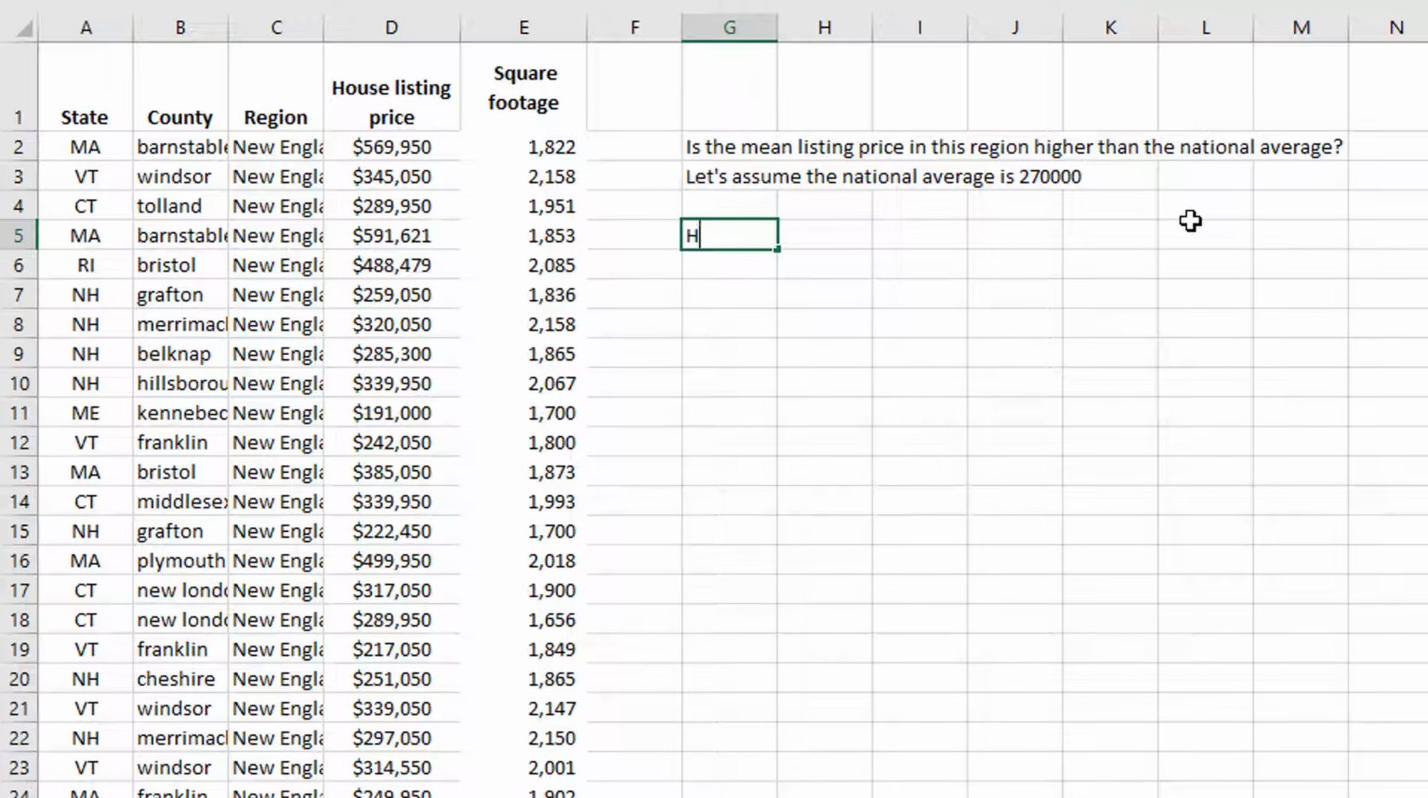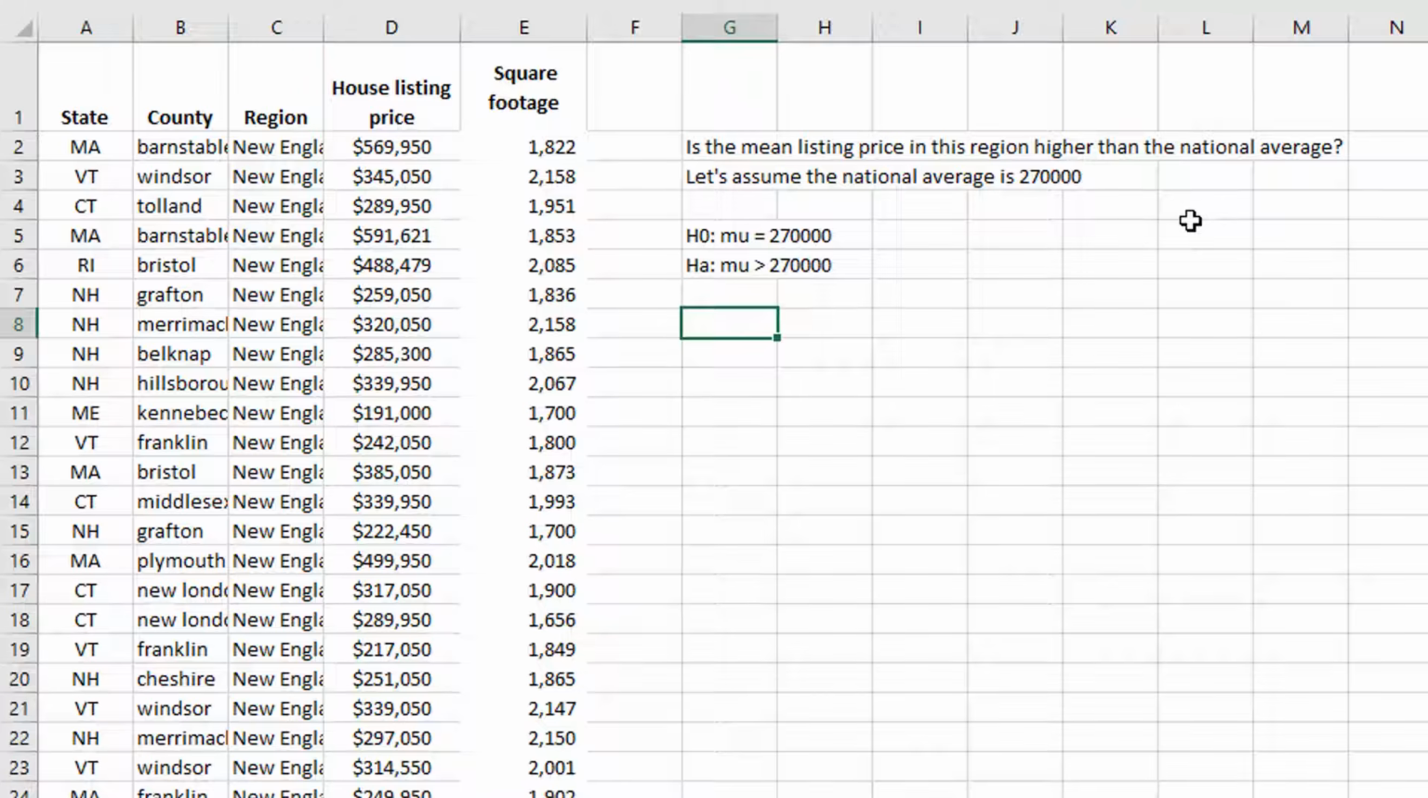Okay, the null hypothesis here, I guess I'm going to be giving this away a little bit, but that's okay, is that the mean listing price is equal to 270,000. The alternative is that the mean is greater than 270,000. Okay, so what do we need to calculate this?